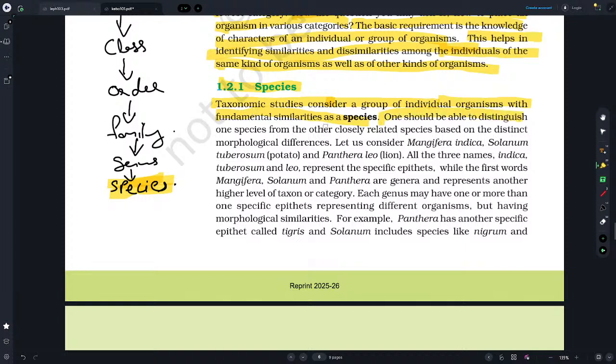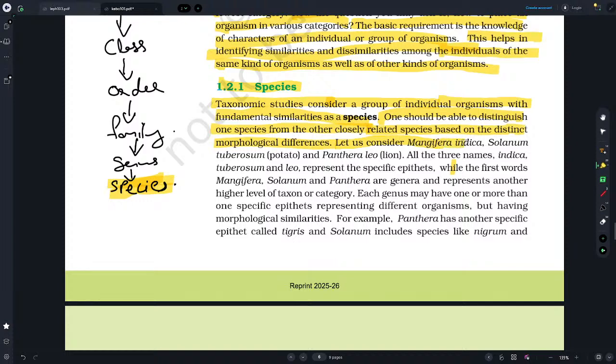One should be able to distinguish one species from the other closely related species based on the distinct morphological differences. There might be morphological, genetical and various differences, but here they gave us that one species we can differentiate easily from other species merely based on morphology itself. As we can directly say, a wolf is different from a dog, seeing the morphology or the physical structure itself.